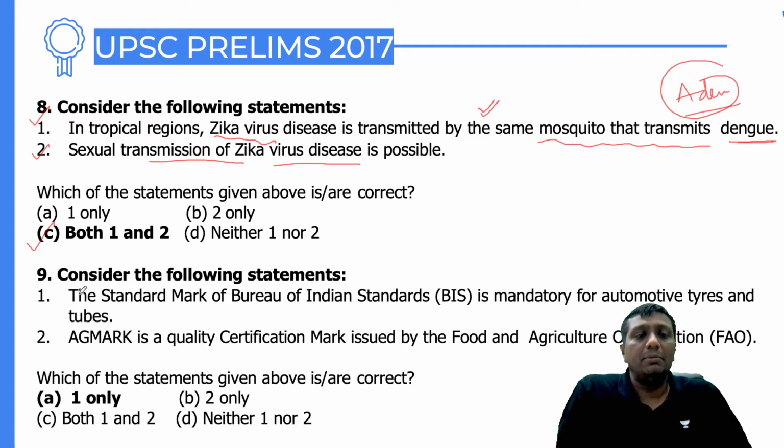The next question is from the miscellaneous chapter. When you see the question book, you will get it. The standard of Bureau of Indian Standards is mandatory for automotive tires and tubes.